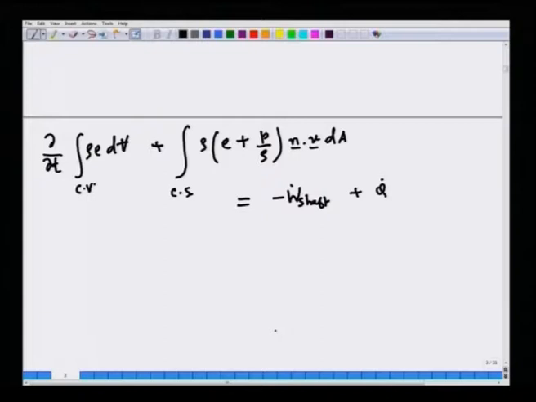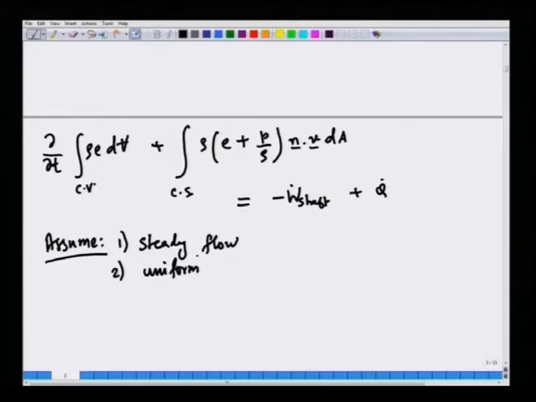We will further simplify it by assuming certain things, that is, uniform flow. First, we will assume steady flow, where the properties are uniform across the inlets and outlets of the control surface, so that the integrals can be simplified. We will of course relax this assumption a little later. So, we will try to simplify this energy equation for the special case of uniform and steady flows, wherein you will get a summation.